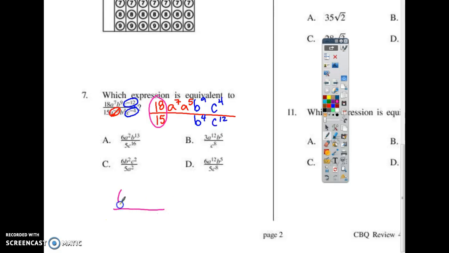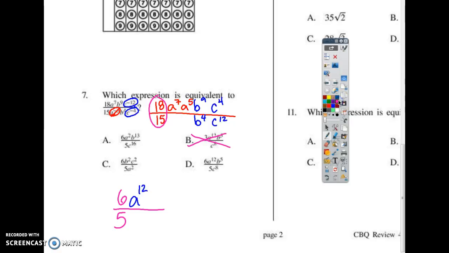So I have 6 over 5, right? So it's not B. And then what do I do with these A's? Combine them, right? You add them. So 7 plus 5, 12. A to the 12 on top.